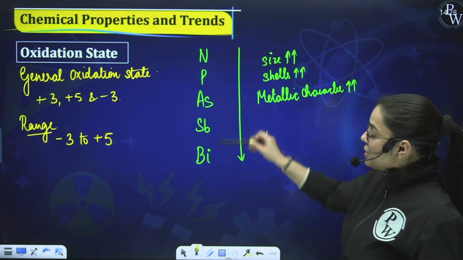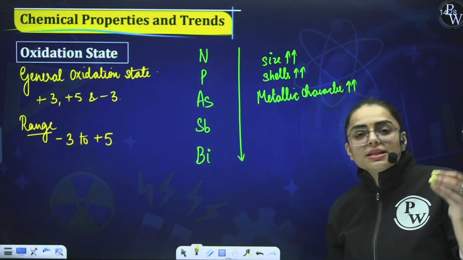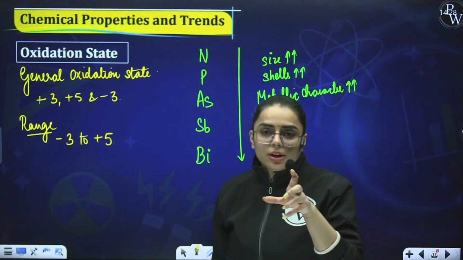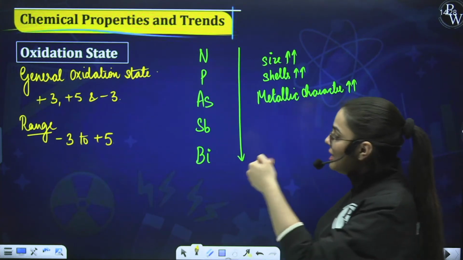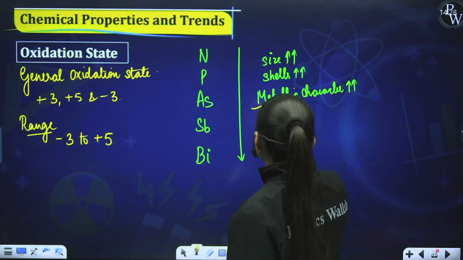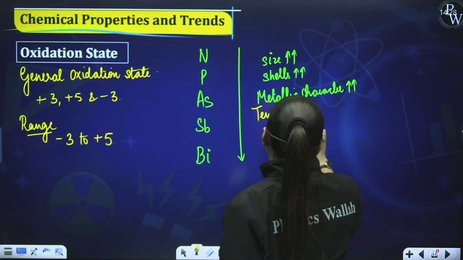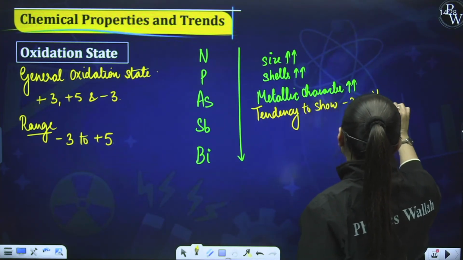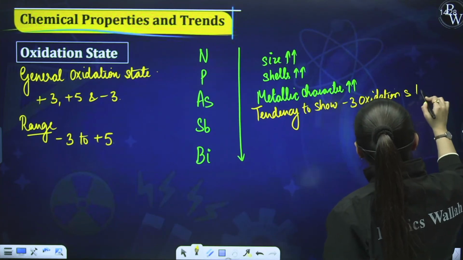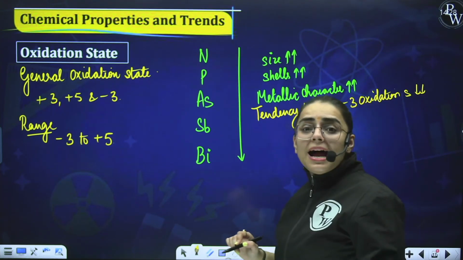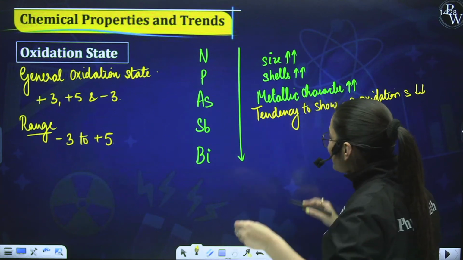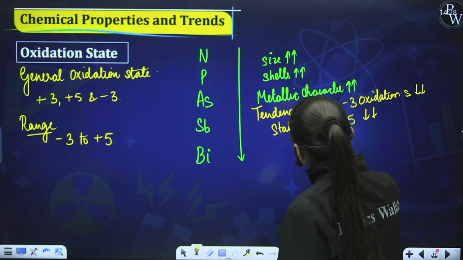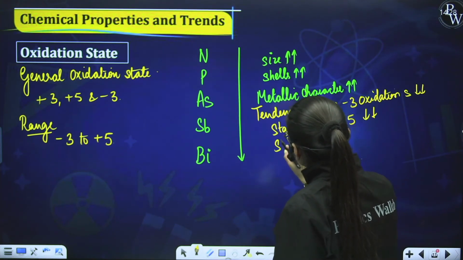And if I talk about the general oxidation state of the group number 15 elements, it is +3, +5 and -3. Is it clear to you? Now, the tendency to show -3 oxidation state will decrease down the group. And the stability of +5 will also decrease. But the stability of +3 will increase down the group.